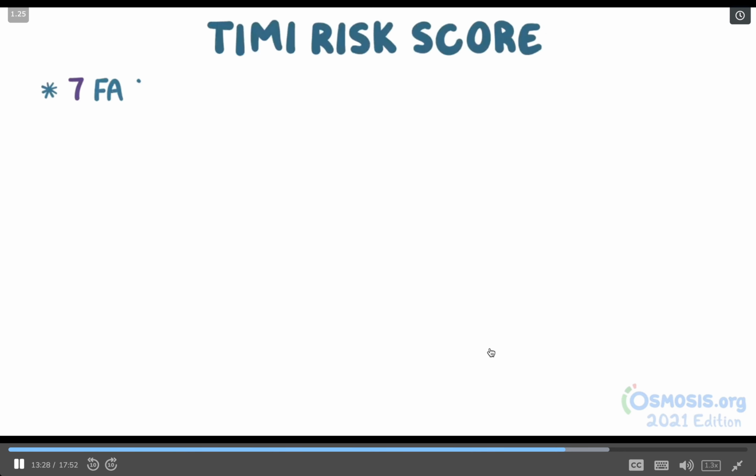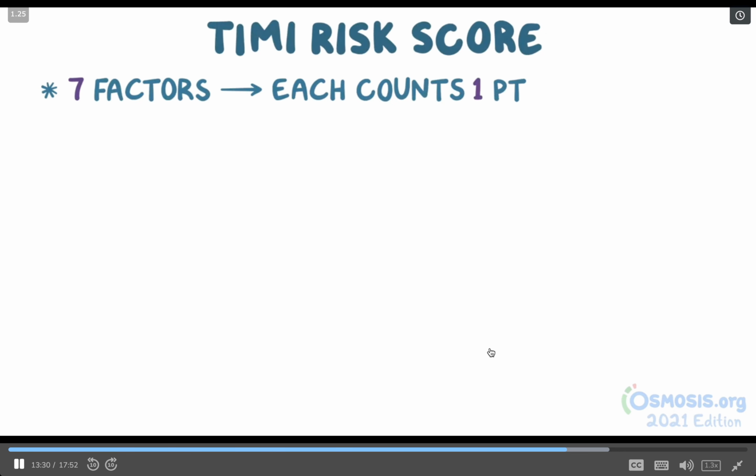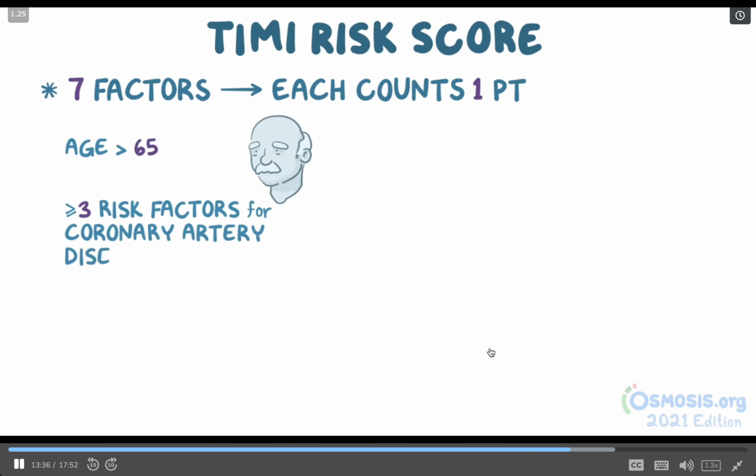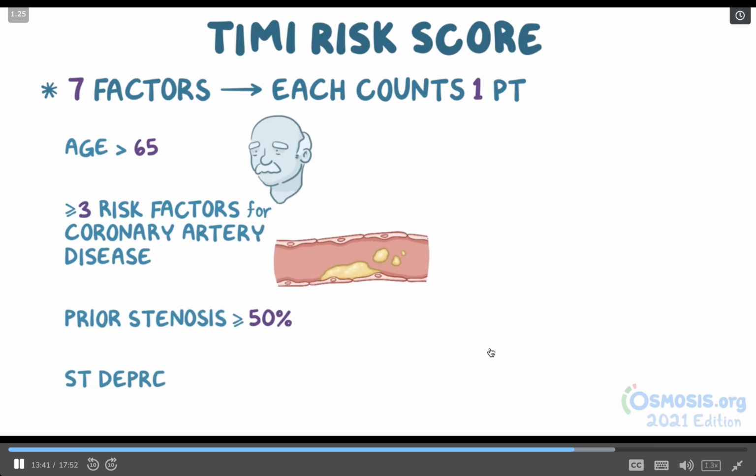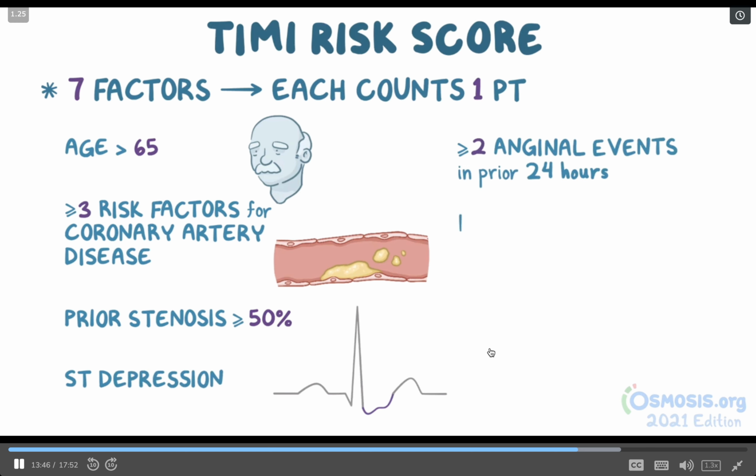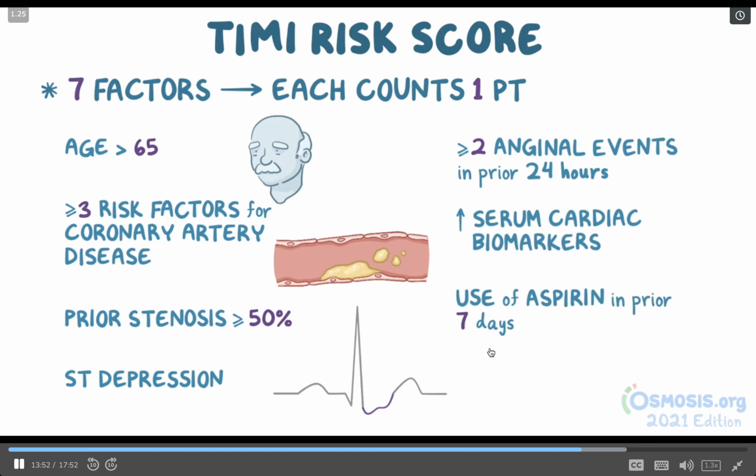The TIMI score considers 7 factors, each accounting for 1 point in the final score. Age over 65, at least 3 risk factors for coronary artery disease, prior coronary artery stenosis of 50% or more, ST depression, at least 2 anginal events in the prior 24 hours, elevated serum cardiac biomarkers, and use of aspirin in the prior 7 days.